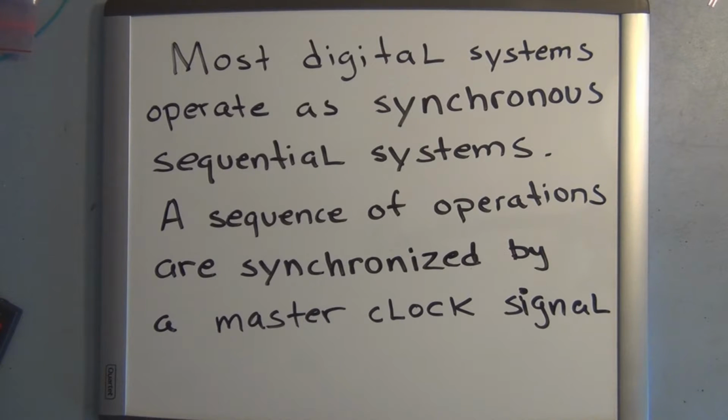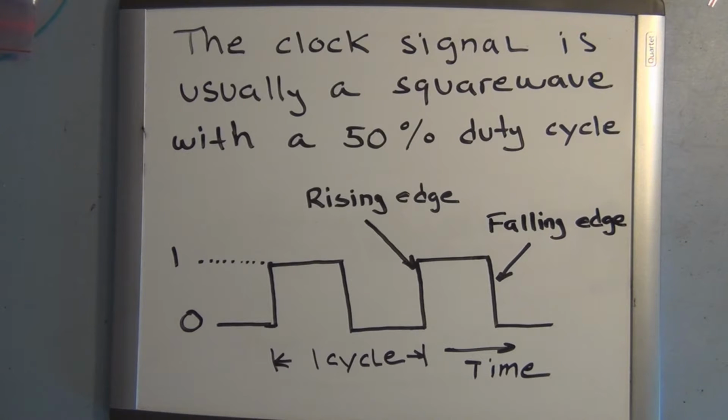So most digital systems operate as synchronous sequential systems, meaning a sequence of operations are synchronized by a master clock signal. And that master clock signal is usually a square wave with a 50% duty cycle, and what this means is that in one cycle the square wave is going to be on half the time and off half the time, or a logic 1 and a logic 0.